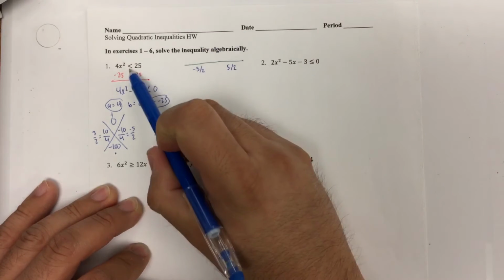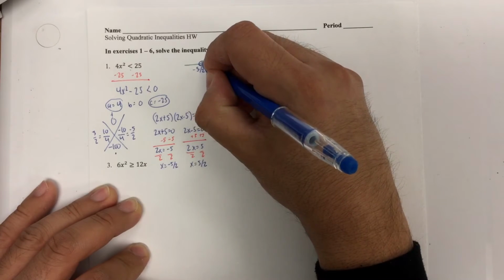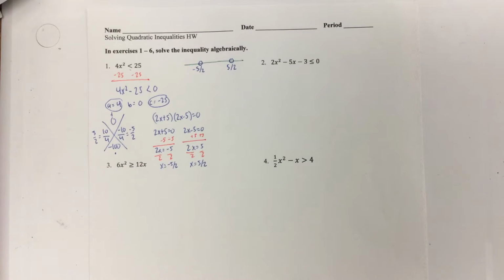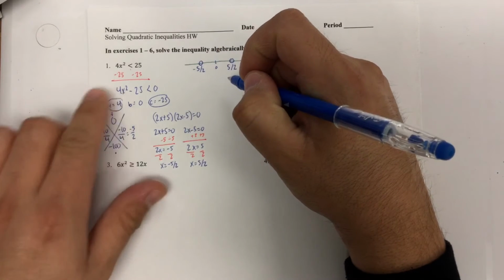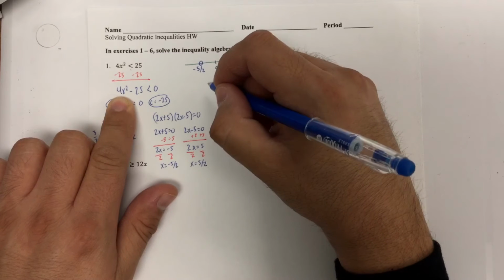Now I go back to my inequality symbol. That is a less than. There are no equal bars, so these are going to be open circles. And in this particular case, I can actually test 0 because it does fall between these 2 points. So when I plug in 0, I'm going to plug it into this one.